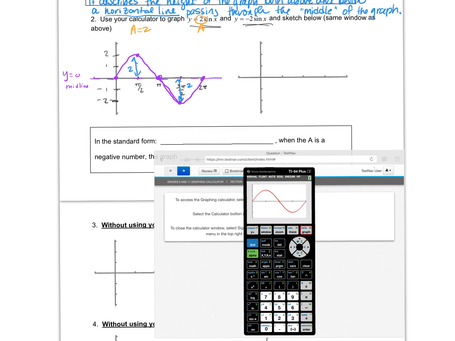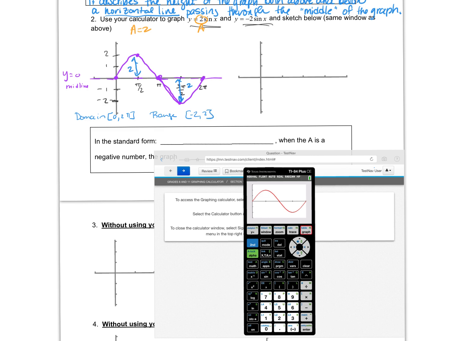Okay, I'm going to talk about domain. Our domain here is 0 to 2 pi. Your range is now, instead of -1 to 1 from the parent function, it's -2 to 2. We always want to talk about domain, range, all those things.